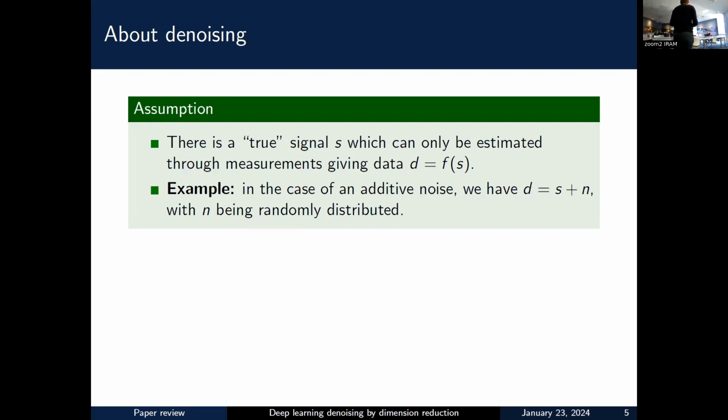So denoising considers that you have true signals in the observations and that you will be able to find a function f such that you are able to extract the signal from the data. Generally, the simplest case is the case of additive noise. So you have the data that are equal to the true signal plus an additive noise.